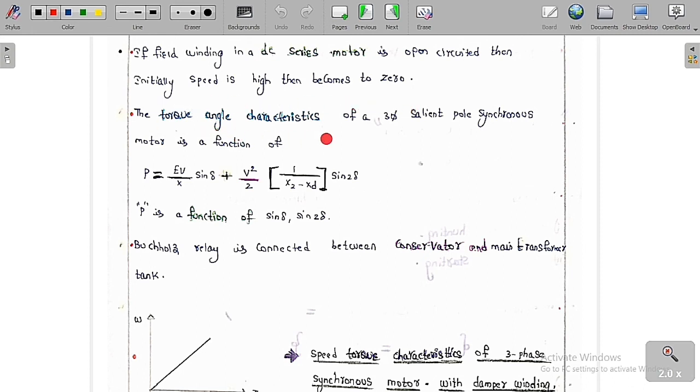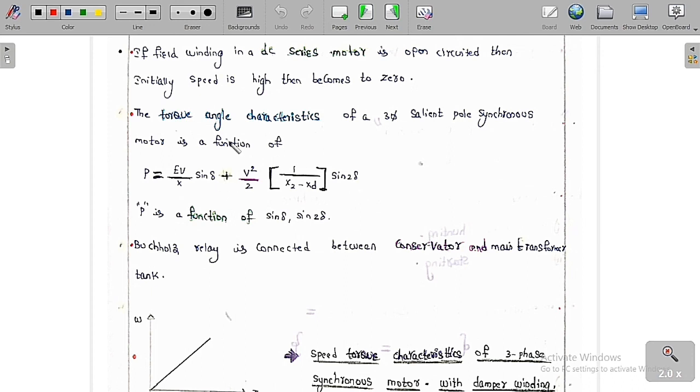The torque angle characteristics of a 3-phase salient pole synchronous motor is a function of P = EV/X sin delta + V²/2 (1/X_q − 1/X_d) sin 2 delta. You can see clearly from this equation that P is a function of both sin delta and sin 2 delta.